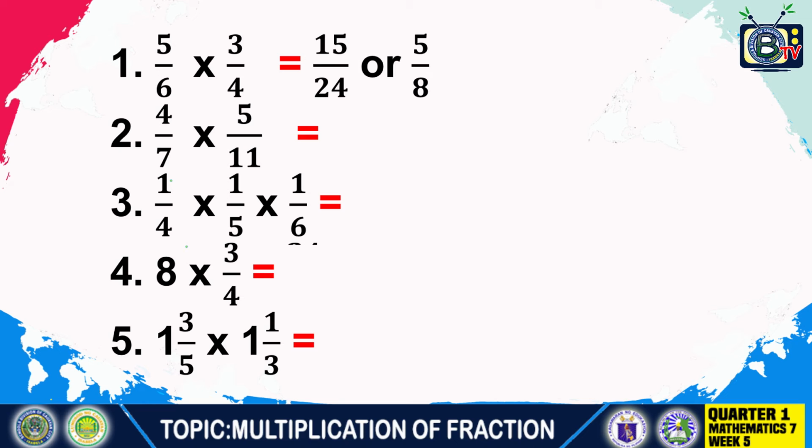But, 15 over 24 can still be simplified, right? Okay. Find the GCF of 15 and 24. And that is 3. So, divide 15 by 3 is 5. 24 by 3 is 8. So, the simplest form is 5 over 8. Did you get it? Next, number 2. Find the product of 4 over 7 and 5 over 11.